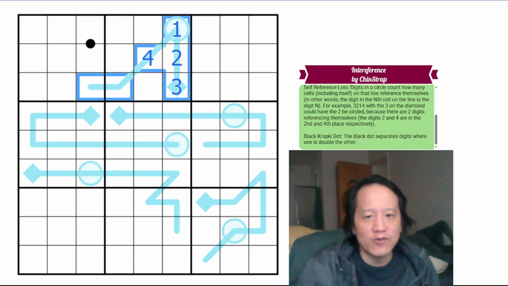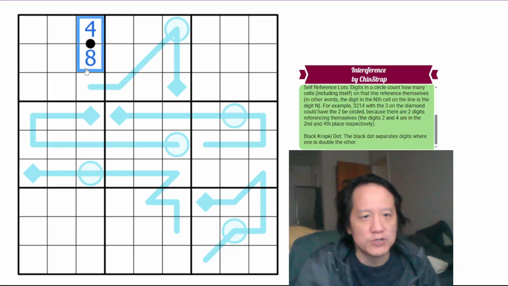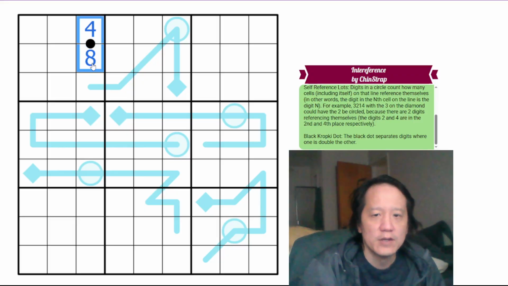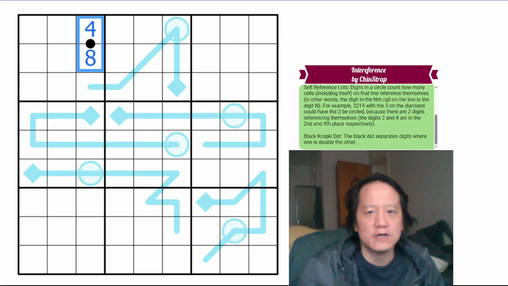And finally, we have a black Kropki dot, where the black dot separates digits where one is double the other. So if, for example, this were a 4, this would have to be a 2 or an 8 to maintain the 1-to-2 ratio between them. And those are all the rules. If you'd like to play along, there's going to be a link in the description. And now, I'm going to get started.